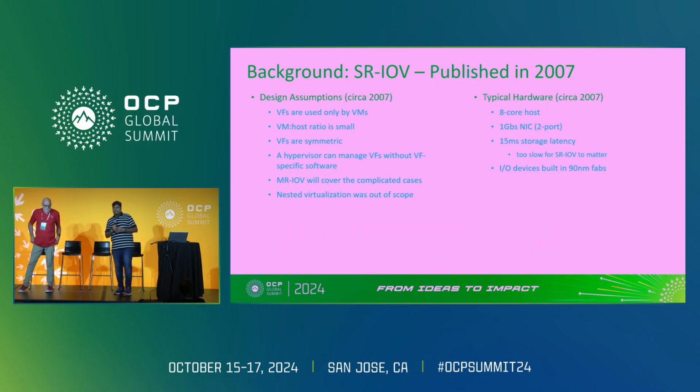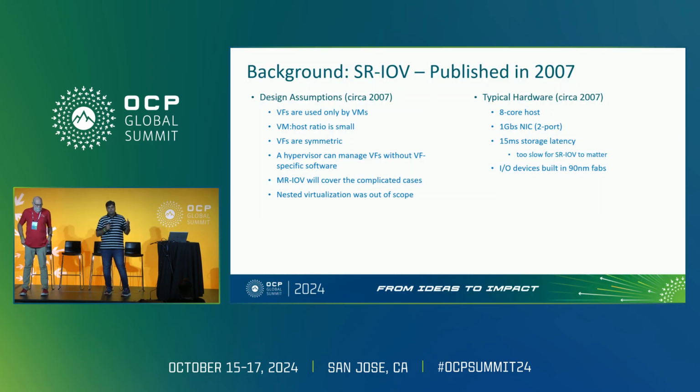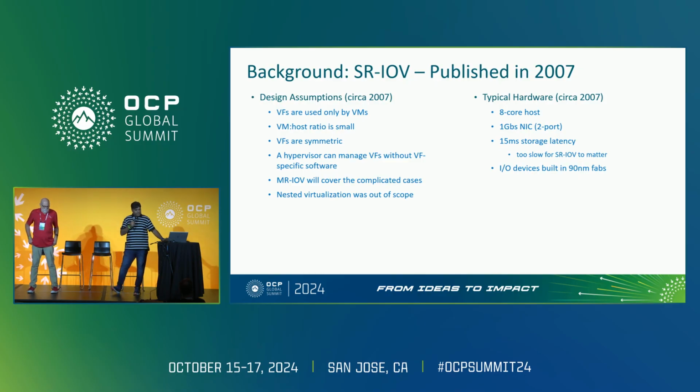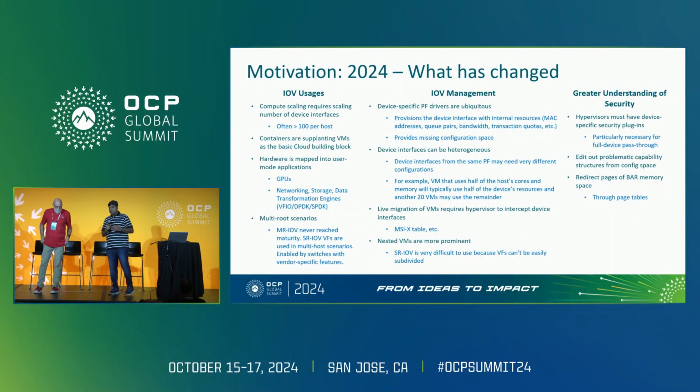This particular slide covers some of the design assumptions made by SR-IOV when it was designed in 2007. When SR-IOV was designed, the VF-to-VM or VM-to-host ratio was very small. It was assumed that the VFs would be symmetric, so it would be okay to have similar size BARs across VFs. VFs would be of the same device type. MR-IOV or multi-root was not part of the scope, and network virtualization also was not part of the scope of the design. So if you look at today's world, a lot of things have changed.